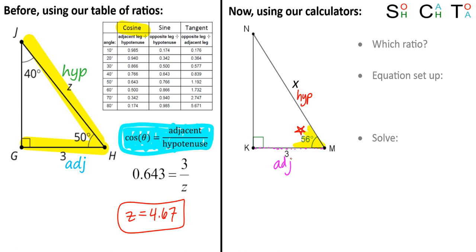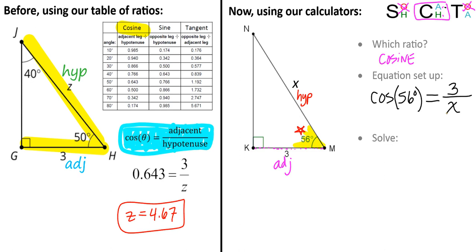So for this problem, because I know the adjacent side and I want to know the hypotenuse, I'm going to use a cosine. This problem right now does not involve the opposite side at all, so I can't use a sine or tangent to help me. So I'm going to use the cosine ratio, and I set up my little equation. So it's going to be the cosine of the angle equals a fraction. So in this case of this triangle, it's the cosine of 56 degrees. And the adjacent leg goes in the numerator, and the hypotenuse goes in the denominator. So that's what our equation setup looks like.